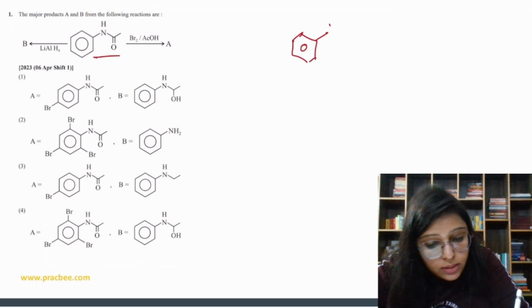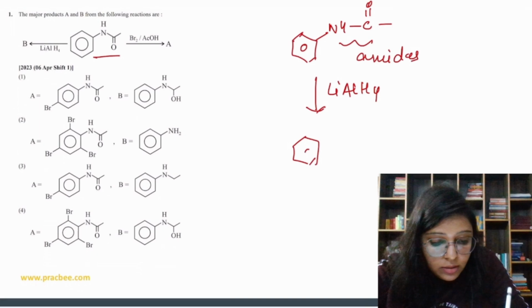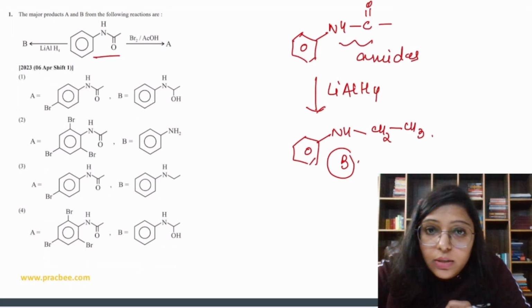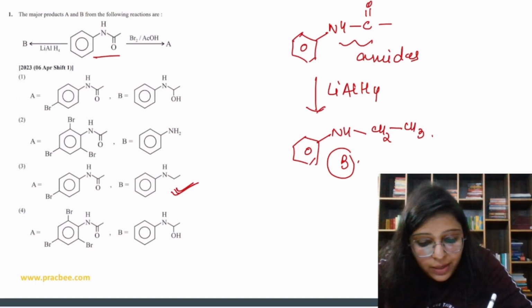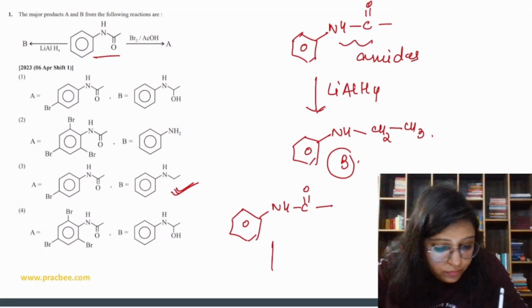See, this is NH and C double bond O. On reaction with LiAlH4, what are we going to do? This is an amide, and amides are reduced to amines. So we get NH, CH2, CH3. This must be option B. So we have this only. And Br2/CH3COOH means Br2 in the presence of acetic acid, so we have to do electrophilic aromatic substitution.